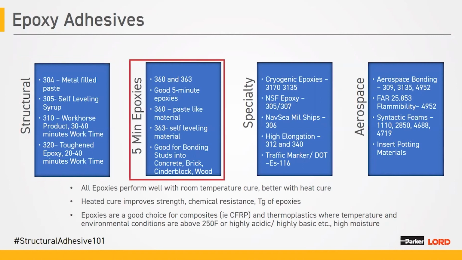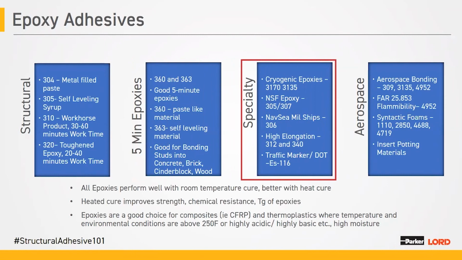We have some 5-minute epoxies with the 360 and the 363. 360 is a paste-like material, 363 is more self-leveling. Certainly good for bonding studs into concrete, brick, cinder block, etc. The two next categories are more specialty products.